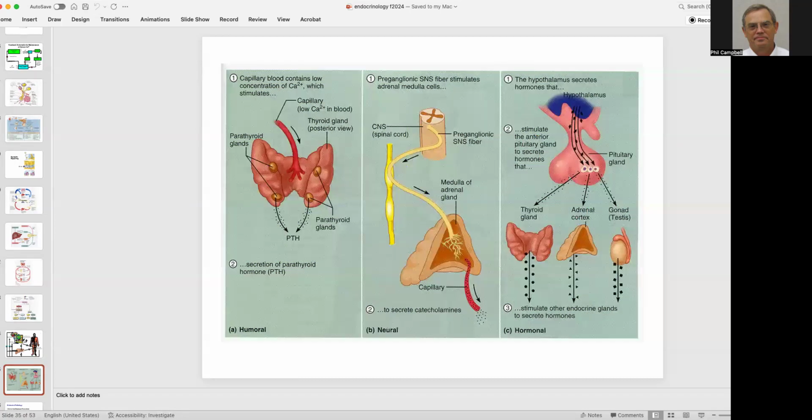It can be neural. Remember, the hypothalamus is firing a nervous signal that goes to the medulla, and now we have catecholamines released in response. Or it can be hormonal or endocrine, in that one hormone induces a release of another hormone. I've given you examples of all three of those earlier today. Please remember what each of those are and how they can work.